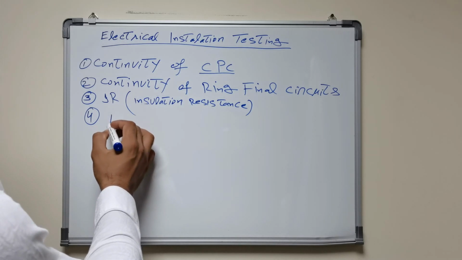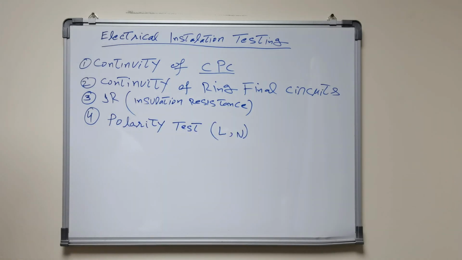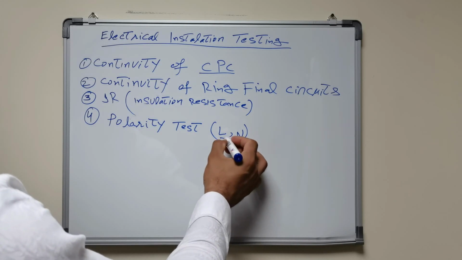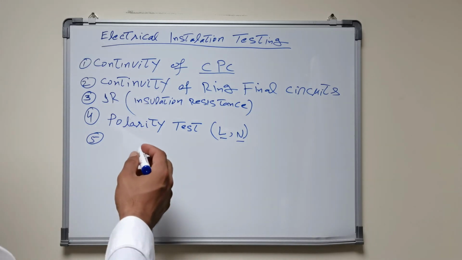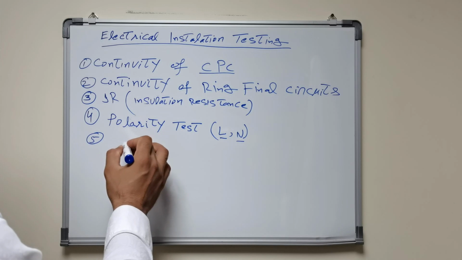Number 4 is polarity test. Polarity test is performed to check the arrangement of line and neutral conductors. Our switches should be on line conductor, not on the neutral conductor. So to make sure of that, we need to do polarity test, because when we turn off the switch, at that time there should be no power on our load side. To ensure that, we need to make sure that our switches are on line conductor, not on neutral conductor.